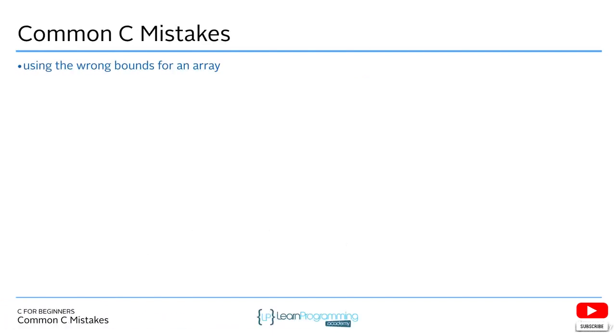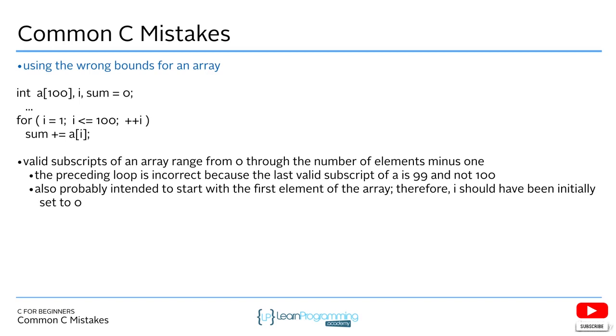Using the wrong bounds for an array, an out of bounds exception. Here we're declaring an integer array of size 100, and then a couple variables i and sum, with only sum being initialized. And we go through our loop, and we say for i equals 1, i is less than or equal to 100. That's incorrect, because the size of 100 means that there are 100 elements in the array. But arrays are zero-based, so the first element is 0. The max index that you can assign or access in the a array is 99.